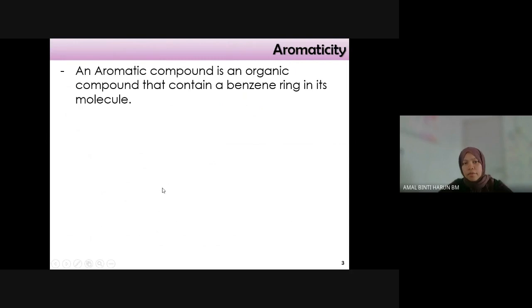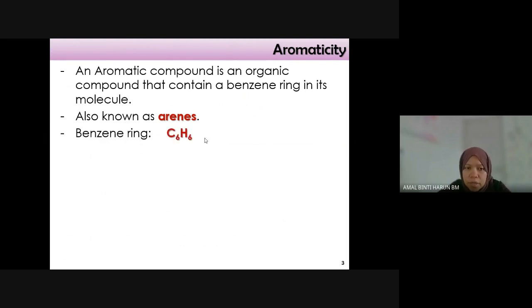Okay. First of all, aromatic compound is referring to the benzene ring in its molecule. So anything that has a benzene ring, we call it an aromatic compound. Actually, aromatic compounds are more than benzene. Ada benda lain lagi selain daripada benzene, tapi untuk syllabus matrikulasi kita hanya refer kepada benzene ring sahaja. Then the benzene ring is also known as arene and the formula is C6H6.